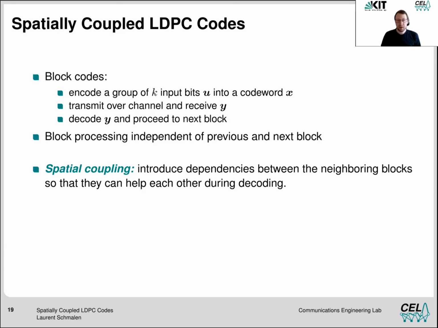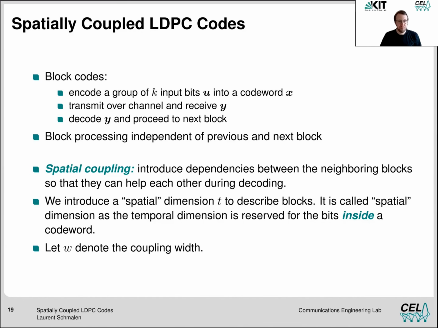What we now do is we allow a dependency between the neighboring blocks by superimposing a convolutional structure, so that the neighboring blocks can help each other during the decoding. One block may decode well, the neighboring one not so. So this one block should help its neighbor. That's the idea of spatial coupling. So we introduce a new dimension, called the spatial dimension t, to describe the different blocks. Inside the block, we have our usual dimension, and we have another dimension to describe the blocks. And we introduce a new parameter, which we call the coupling width w.